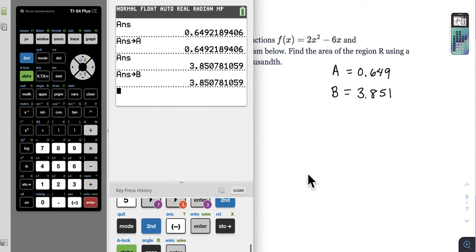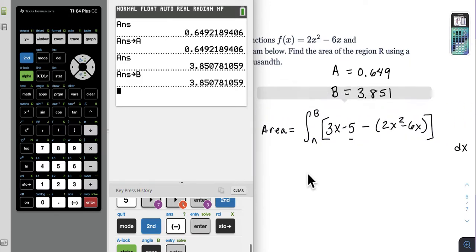Okay, so now I want to integrate, so I want to find the area, and that's going to be the area from A to B. My top function was the 3x minus 5, and I want to subtract my 2x squared minus 6x. Now this is one that you could integrate by hand, we just can't evaluate it by hand. I'm just going to fix this because it bothers me when the dx is not on the end. So right, this is our y2 equation, and this was y1.